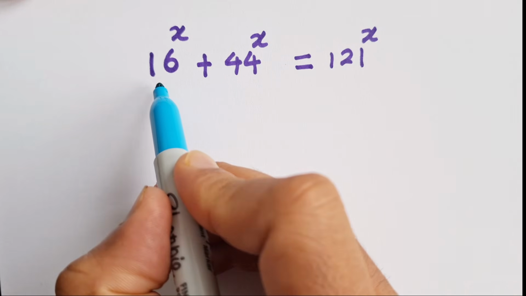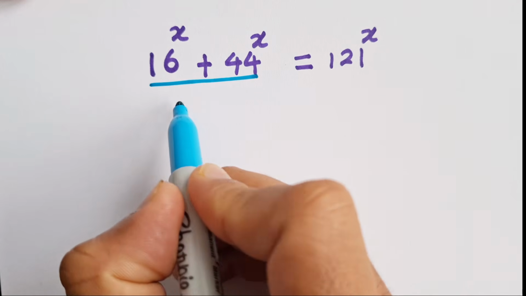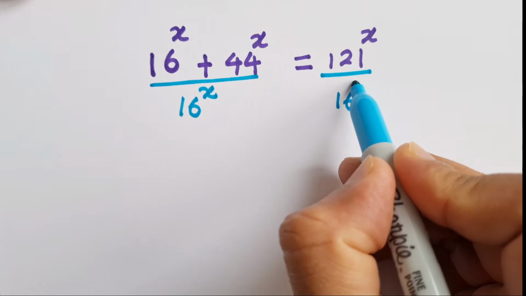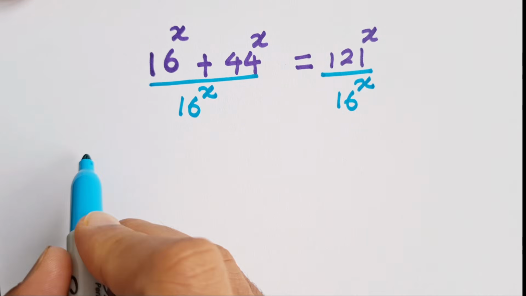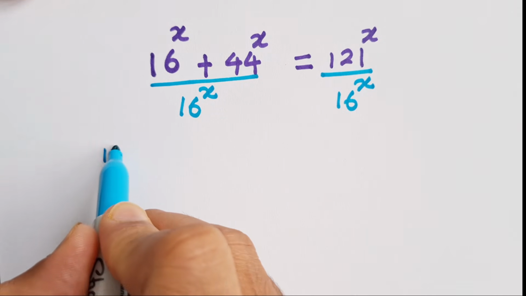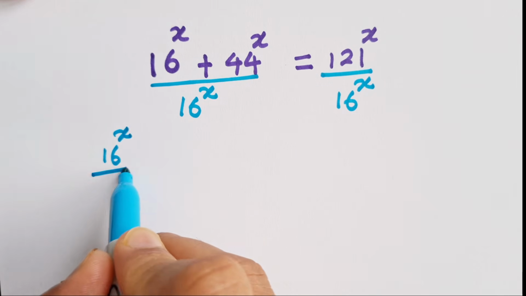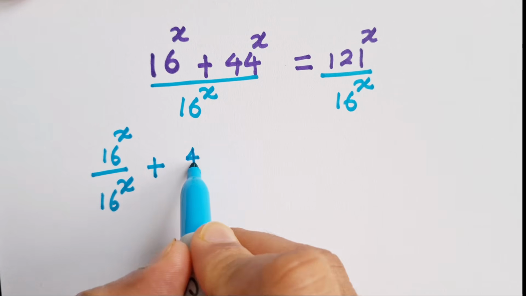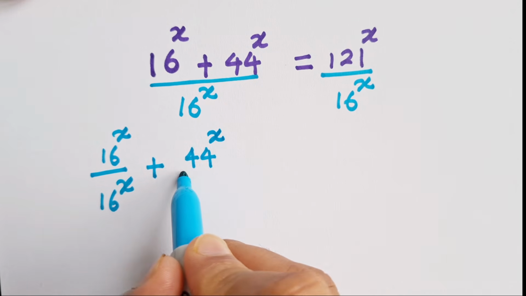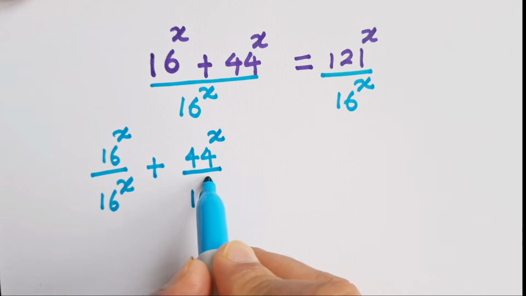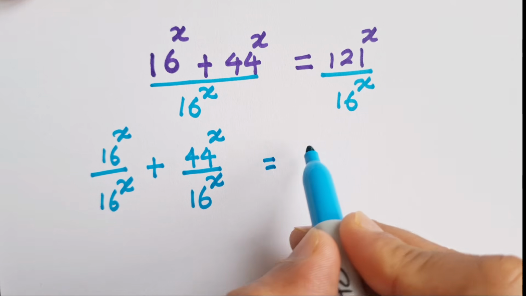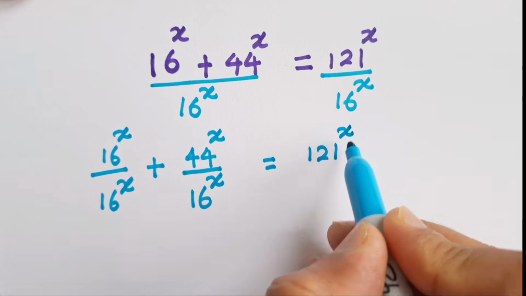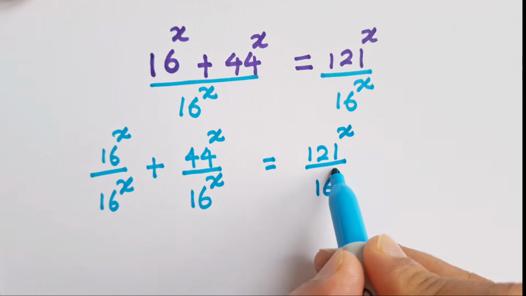In the first step, I'm going to divide both sides of the equation by 16 to the power of x. So the left hand side can be rewritten as, because 16 to the power of x is the common denominator, 16 to the power of x divided by 16 to the power of x plus 44 to the power of x divided by 16 to the power of x is equal to 121 to the power of x divided by 16 to the power of x.